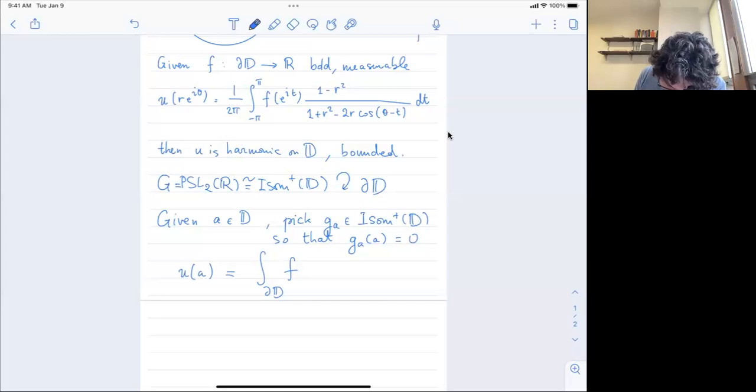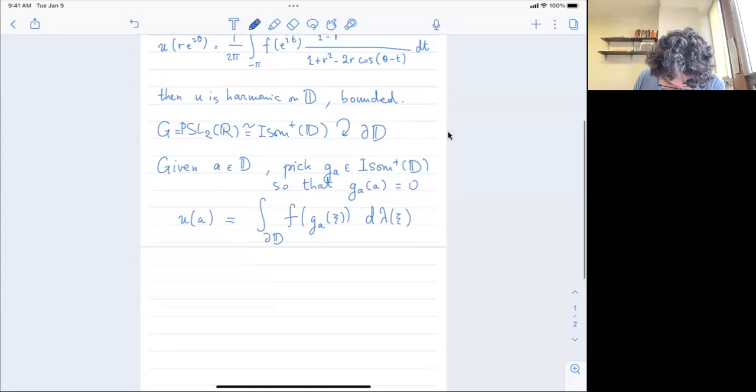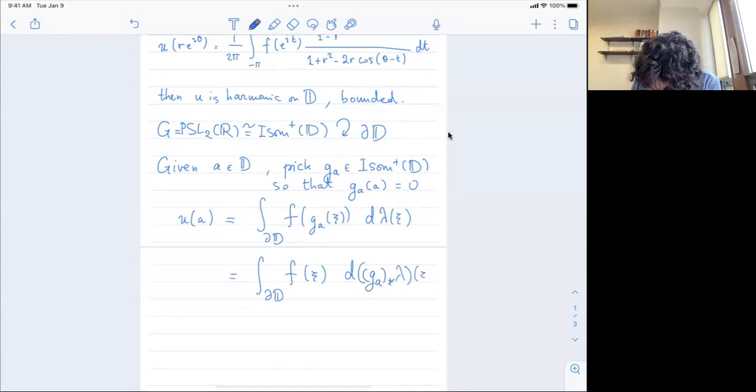So it is the integral of f of g_a psi d lambda, where lambda is the Lebesgue measure on the circle, or which is the same, just by the push forward formula, the integral of f of psi d g_a star lambda. So this is the push forward of the Lebesgue measure. This is this intriguing computation that we did last time. And now we can realize that this context is very general, because basically we can do the same thing for any group action, and that gives rise to the notion of a Poisson transform.